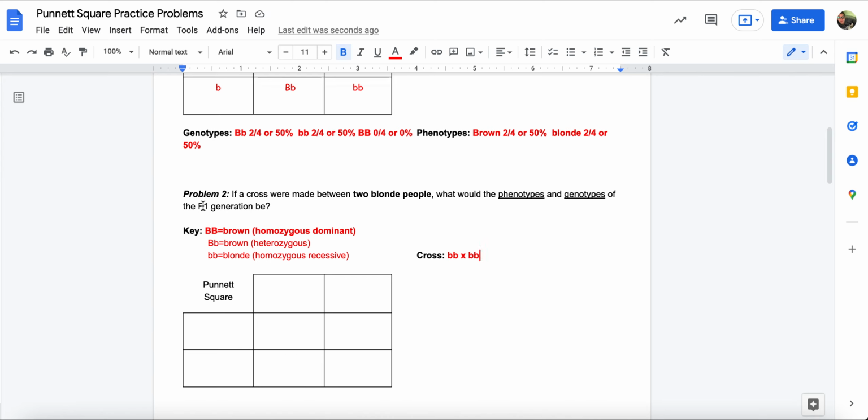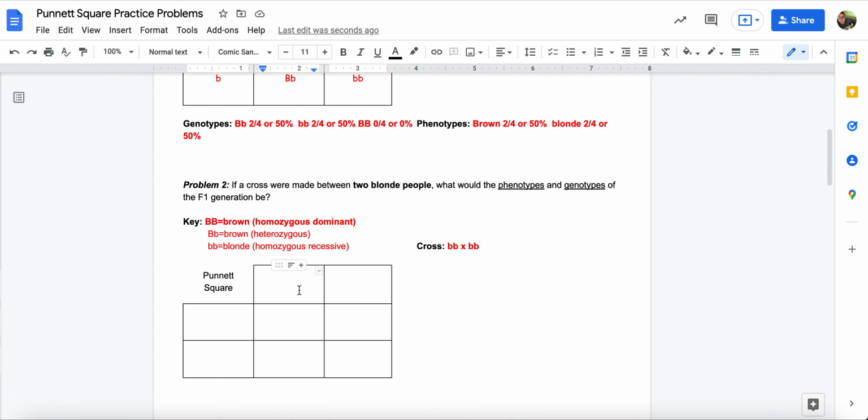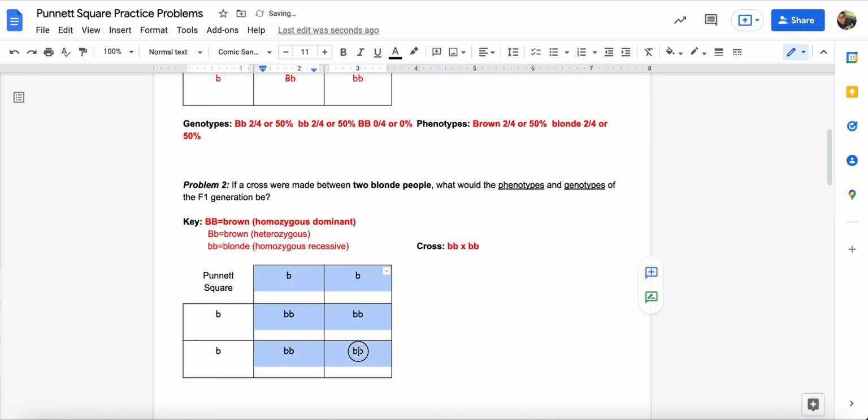So F1 is filial 1, that stands for the children. So we're going to fill in our Punnett square. So again, lowercase b, lowercase b, lowercase b. And you should already be able to tell the whole thing is going to be full of lowercase b's. There's no capital B's. Every single box is blonde.